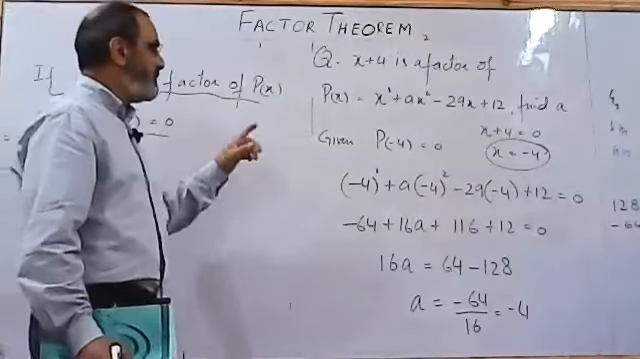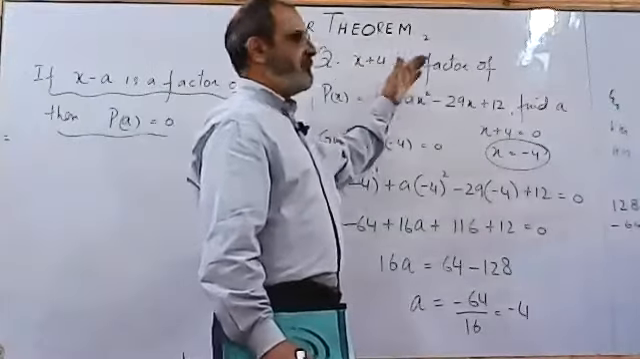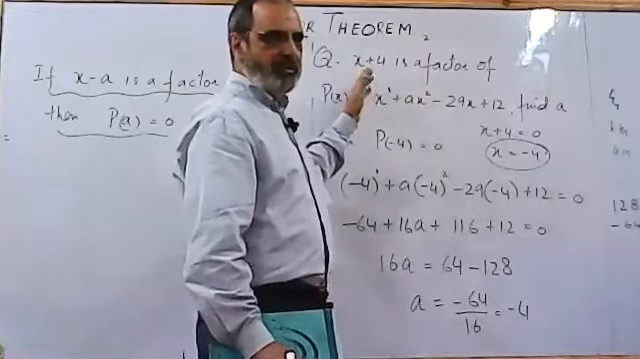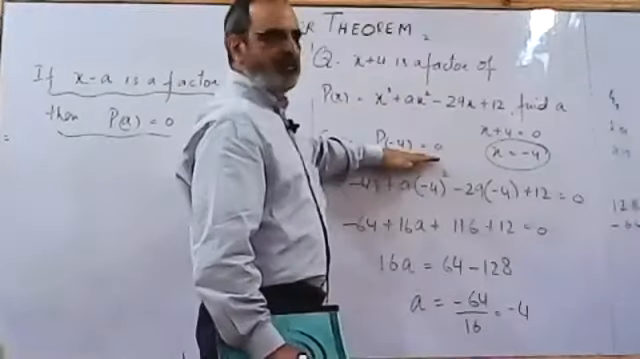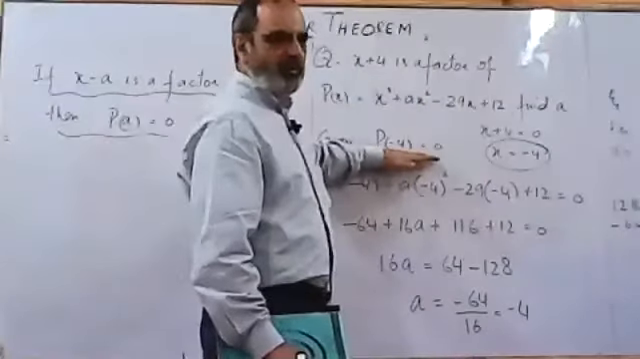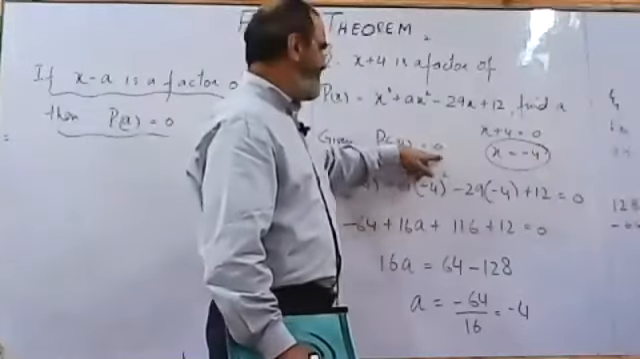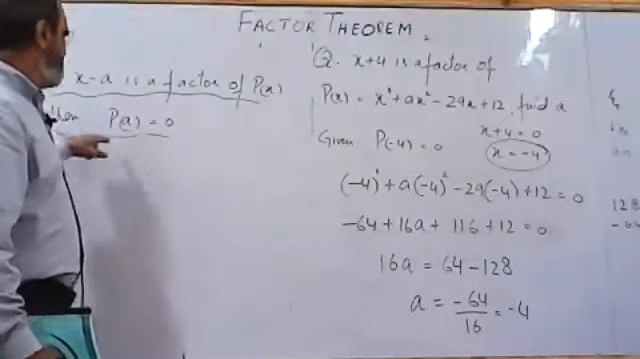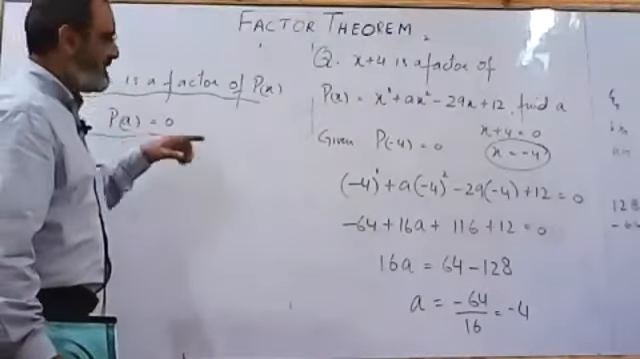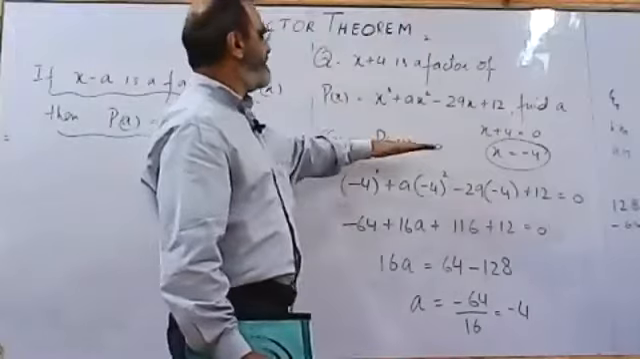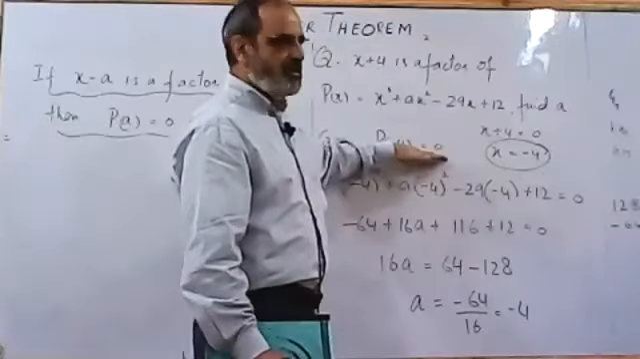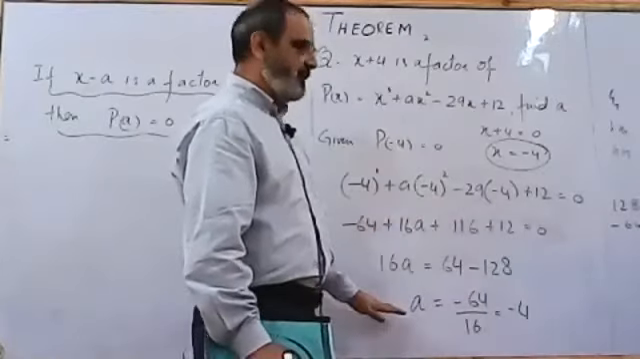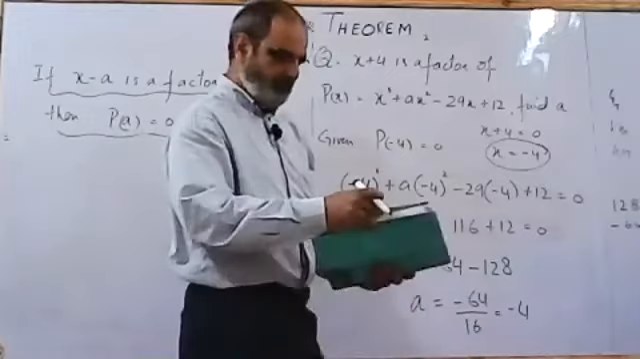If the answer is 0, then it is a factor. But if it is given that the expression, x plus 4, is a factor, then it means that after replacing the value in the polynomial, you will get 0. It is known this time. To prove the factor, you have to prove it is 0. But if it is given that it is a factor, then it means the answer will be 0. So using this technique, you have to find the value of a.